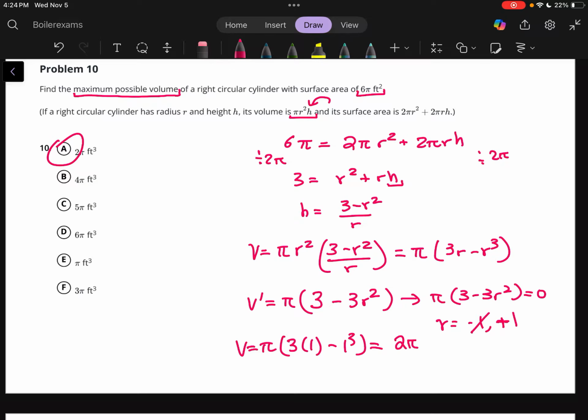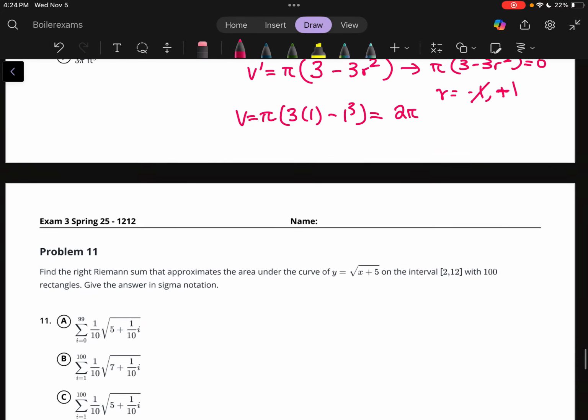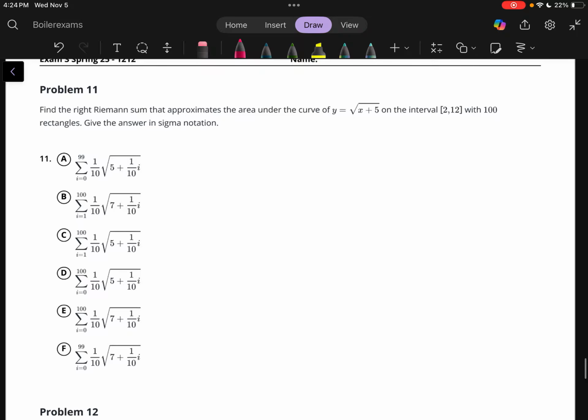Okay, moving on to question 11. Question 11 says, find the right Riemann sum that approximates the area under the curve of y equals square root of x plus 5 on the interval 2 to 12 with 100 rectangles. Give the answer in sigma notation.